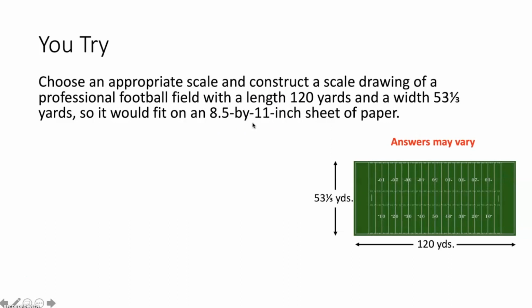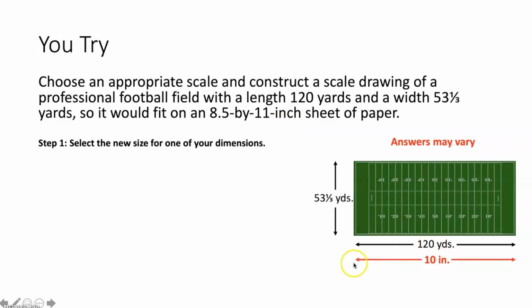So the first thing that I'm going to do is select a new size for one of my dimensions here. Doesn't matter which one, but I'm going to pick this 120 yards because that's a little nicer to work with. So I'm going to choose a length that's going to fit on this sheet of paper and is nicely divisible into this 120 yards. So how about 10 inches? If I make the length of this football field 10 inches, that's going to fit within that 11 inch range right here. So now that I've selected the new size for one of my dimensions, I can create a scale.